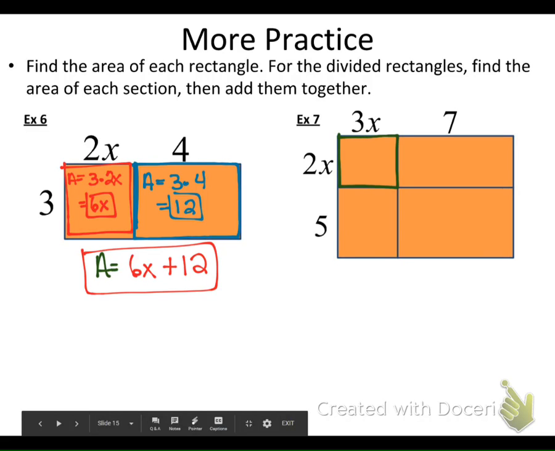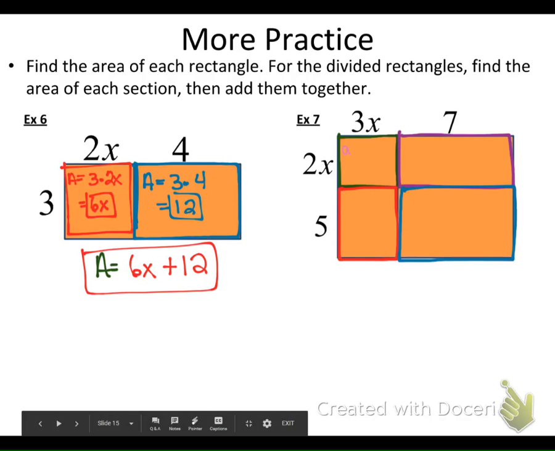When I come to this next model, how many sections do I have? How many sections do I have? 4. So I'm going to have to find the area of each of these 4 sections. Okay? When I find an area of a model that has multiple sections, I always start at the top and work my way down. So I go top and then I go bottom. So I'm going to focus up here.